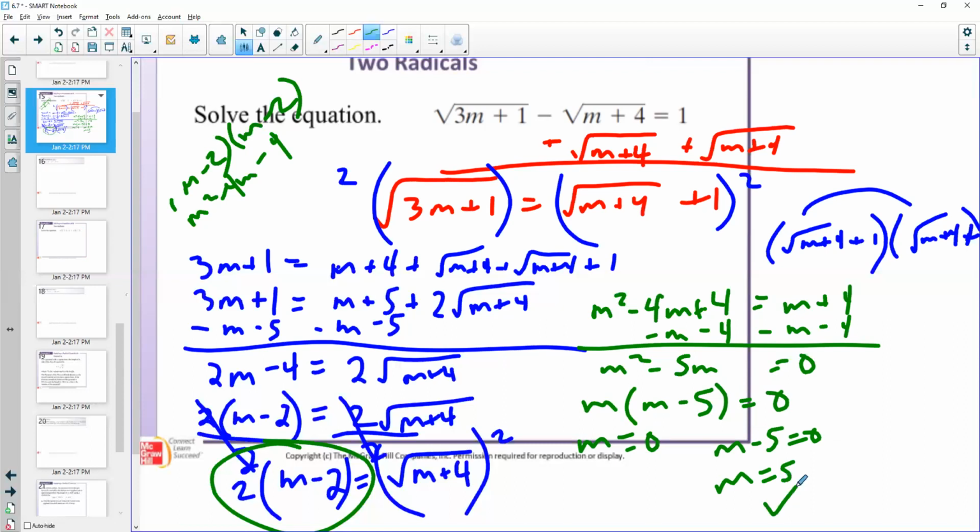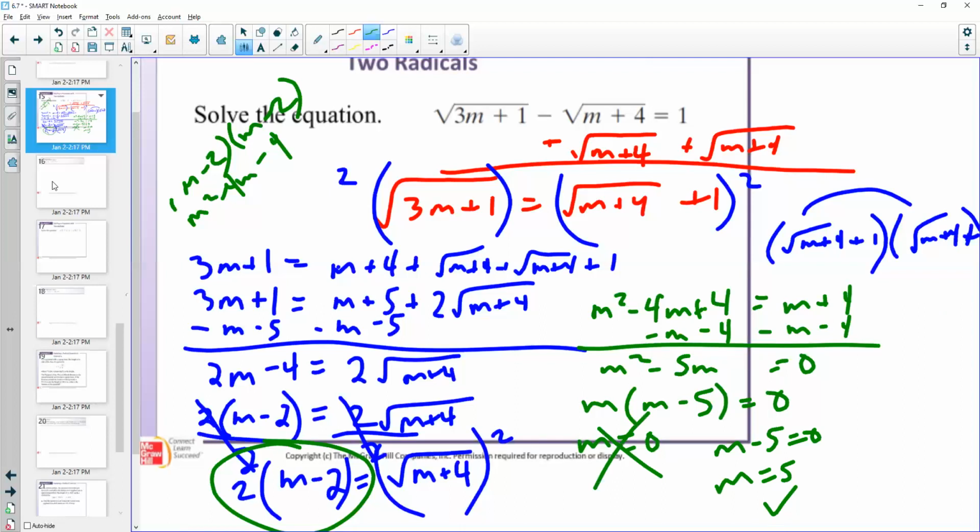So what you're going to find is really quickly 5 is going to work. It's going to check. 0, if you think about it, this is going to be square root of 1 minus the square root of 4. 1 minus 4 is definitely not 1. So 0 is not going to work.